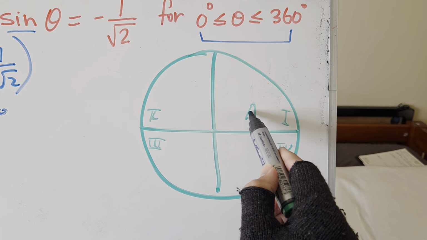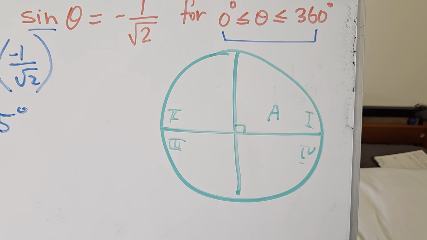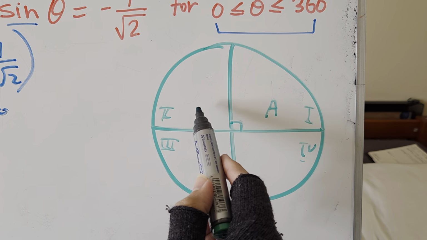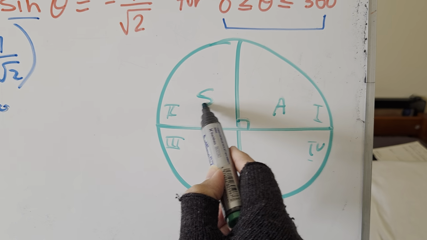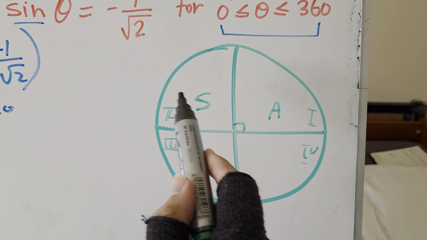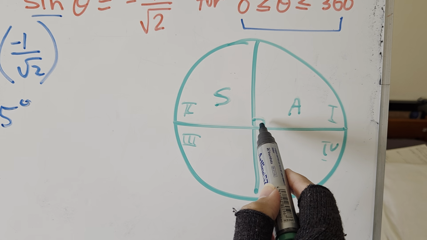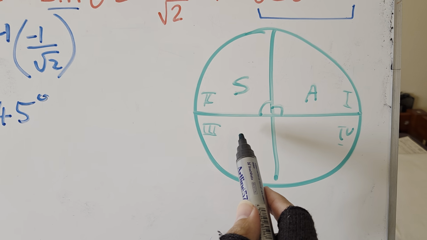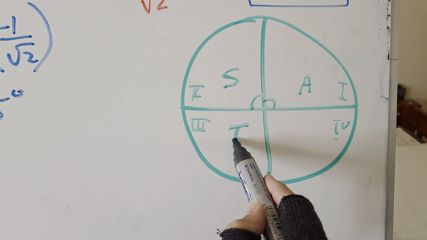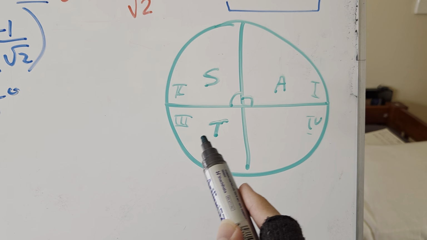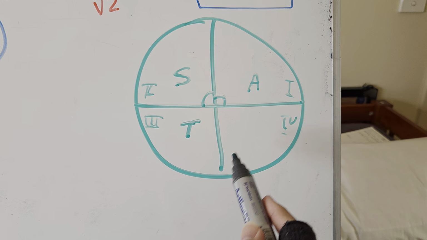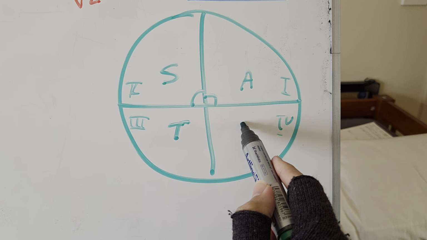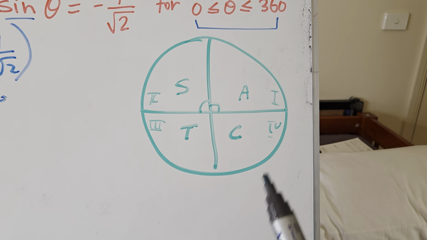In this quadrant, all is positive. That's from 0 to 90 degrees. And then in this quadrant, sine is positive, which means cosine and tangent are negative. That is from 90 to 180 degrees. And then in this quadrant, tangent is positive, which means sine and cosine are negative. And then in this quadrant over here, the last one, cosine is positive, which means tangent and sine are negative.